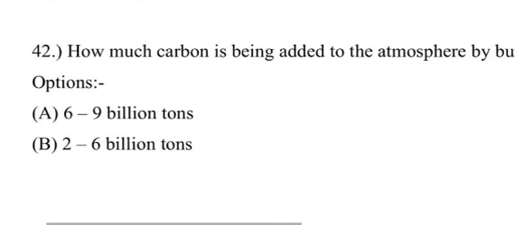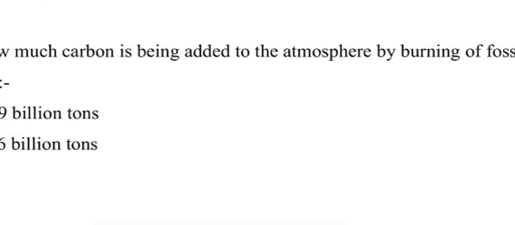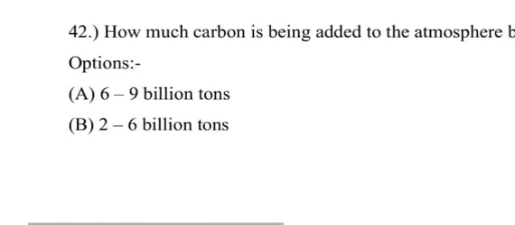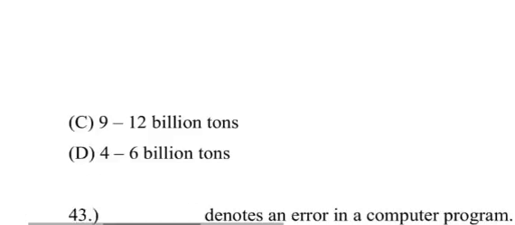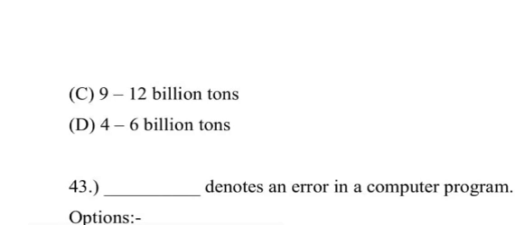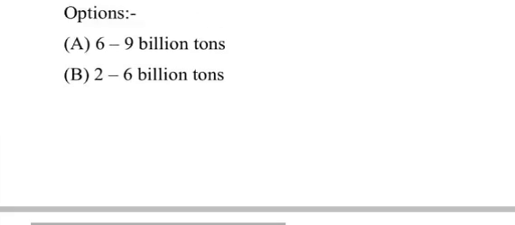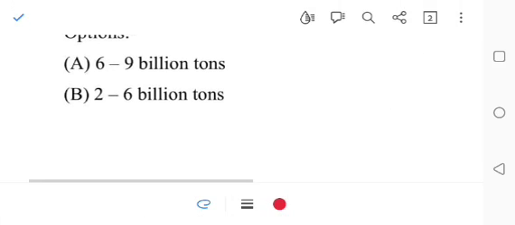Next, how much carbon is being added to the atmosphere by burning of fossil fuels? 69 billion ton to 6, 9, 12, 4, 6, 43. Number B will be correct. That is 2 to 6 billion tons.